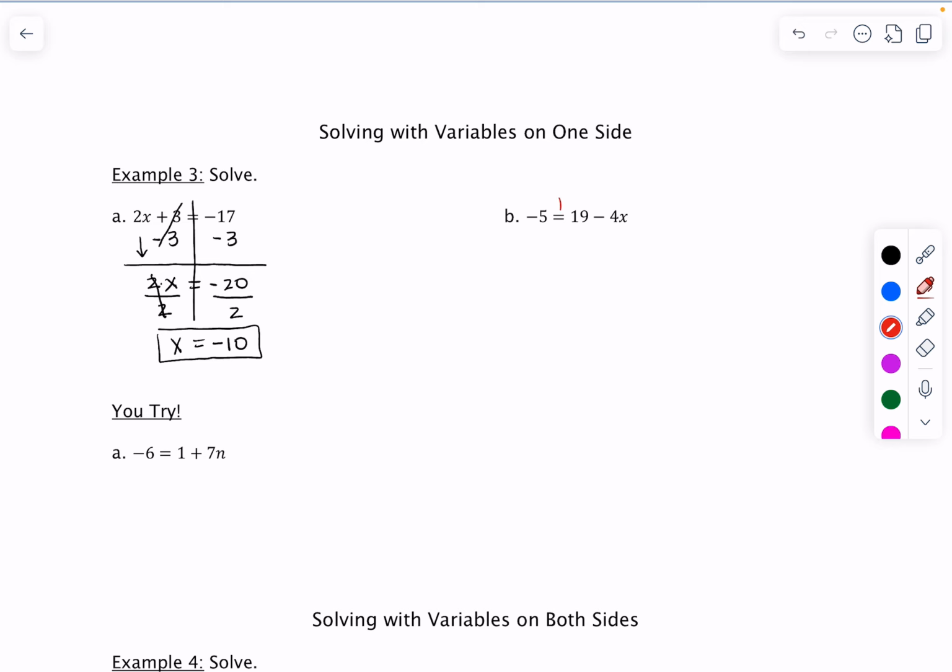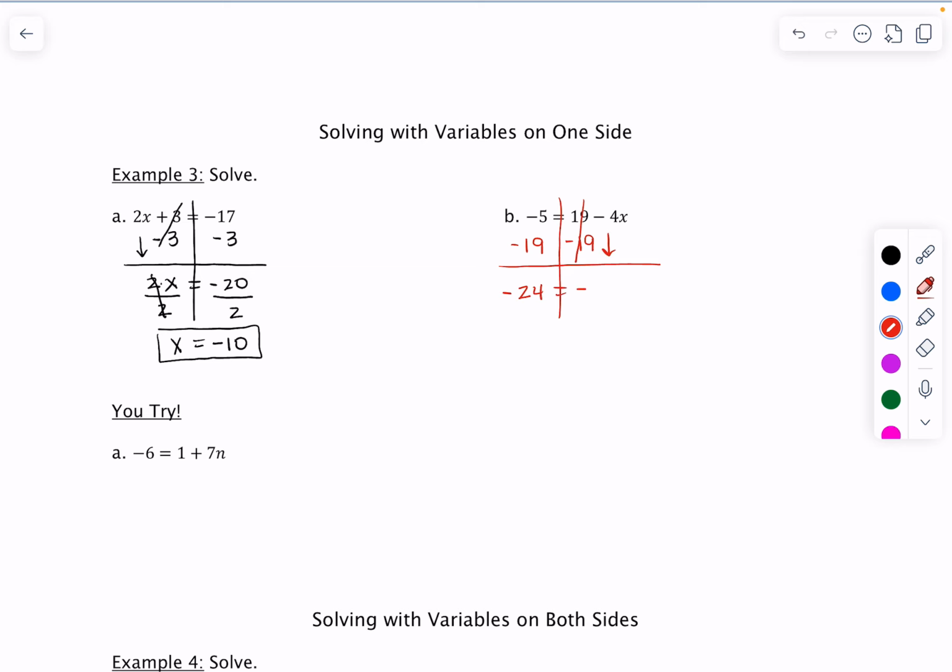Letter B is a bit trickier because I've got x on the right side. We really want x to be on the left side. It's the proper professional way to write our answers, so we're eventually going to get it on the left side. But for now, let's focus on our addition and subtraction and getting rid of this 19. So 19 is positive by default. It doesn't have a negative in front, so to undo it, I'm going to do minus 19 on both sides. Draw my line. The 19's cancel out. Negative 5 minus 19 is negative 24.